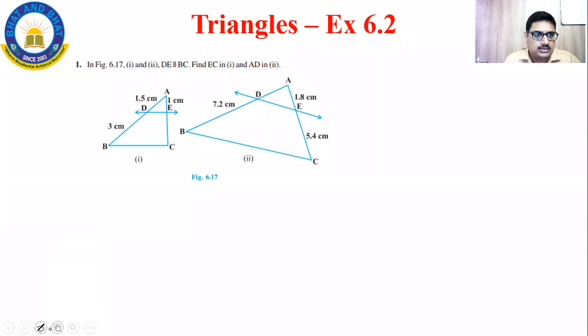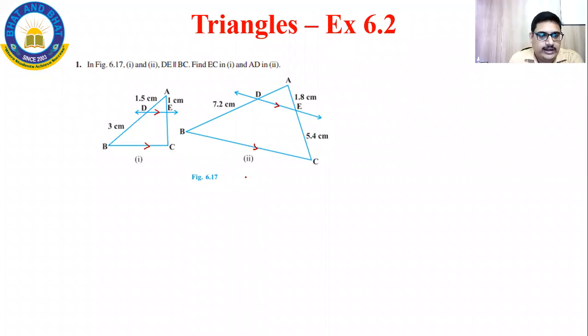In triangle, they have provided us with two triangles. So in figure 6.17, first diagram and second diagram, DE is parallel to BC. This has been given to us. So as soon as we come across a ray or line which is intersecting two sides of a triangle at unique points and is parallel to the third side, we should immediately get the idea of Thales theorem, that is, the basic proportionality theorem, in our mind.